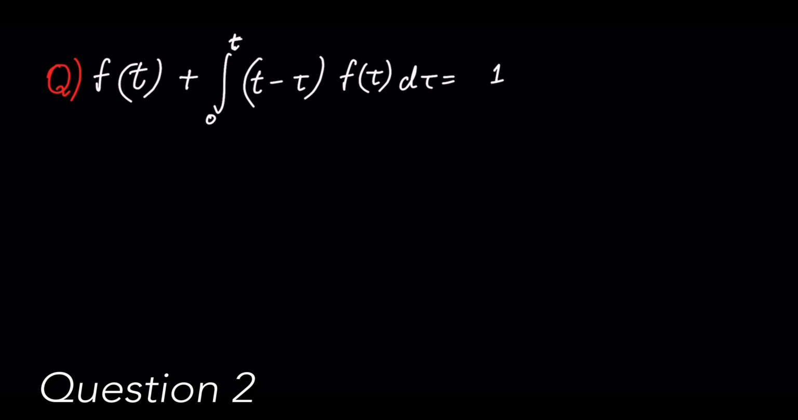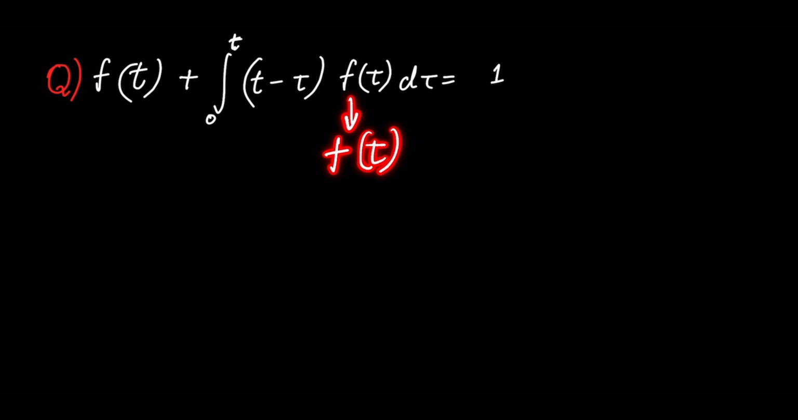Let's solve this question and let's find the value of f of t. The one thing you can notice in this question is that this is an integral equation, but instead of variable u being used here, we have a variable tau. So this is f of tau, and this is another function which we'll be representing with g, t minus tau.